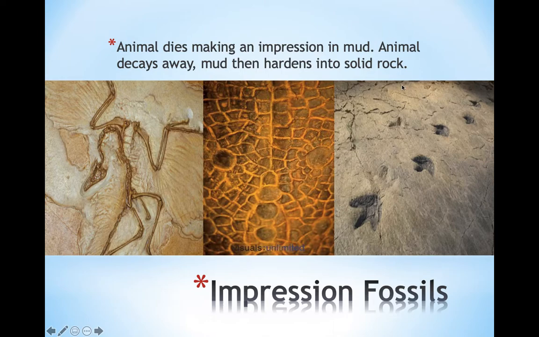Impression fossils. Now, impression fossils are essentially stamps. An organism is going to die on some very soft mud. And when that organism dies, the mud is going to cast an impression of whatever that organism looked like, or whatever happened to have been there on the surface of that mud. That mud then dries and hardens into solid rock.